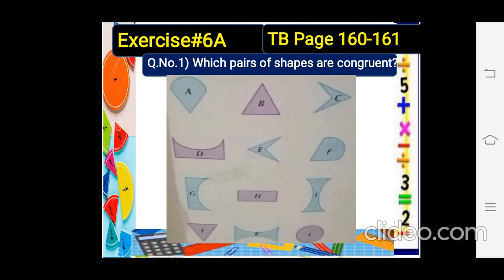Here A and F have the same shape and same size. So A and F are congruent. B and J have the same shape. So B is congruent to J. Now look at C. Here E has the same shape as C. So C and E are congruent. D and G have the same shape and same size. So both are congruent. I and K are congruent because they have the same shape and same size.